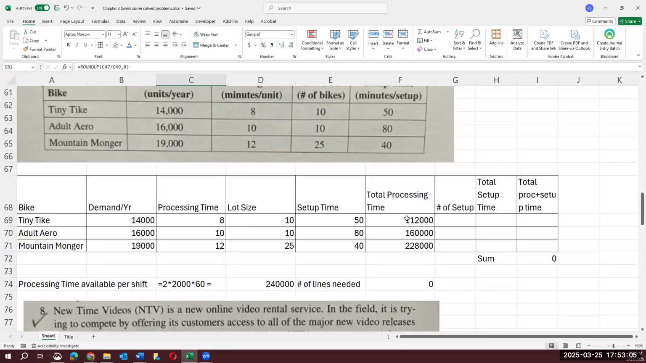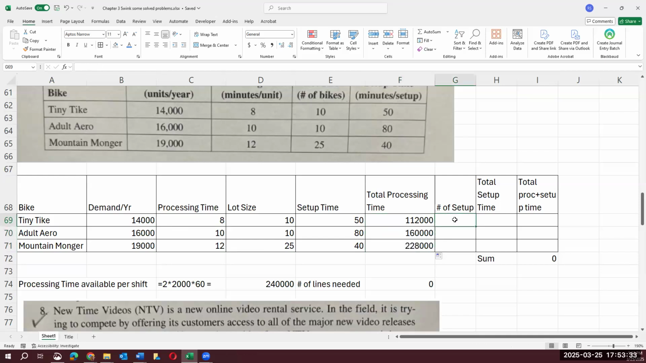All right, I'm going to just delete all this information, so I'll show you how to calculate these things. So 14,000 is the demand; these are the numbers which I got straight from the problem. Total processing time is an easy one. You basically take this number, annual demand, and multiply it by processing time, and you have the total processing time.